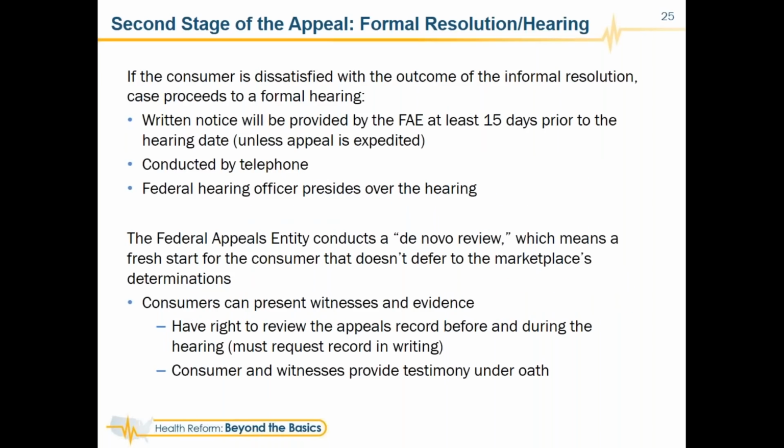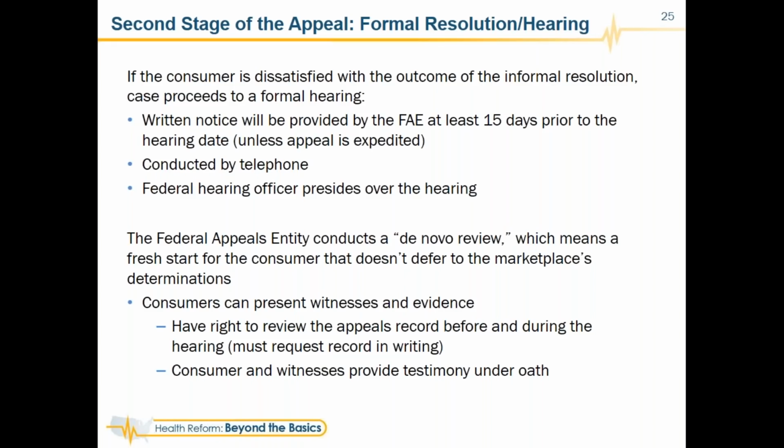The second stage includes a formal resolution or hearing, and this happens with someone at CMS in the Marketplace Appeals Group, and it's actually a hearing officer. They're not all lawyers, but they are trained hearing officers, and they're specifically trained to address Marketplace appeals. This is also a telephone conversation. And what happens is there will be what we call a de novo review, or a brand new review, by the federal appeals entity.